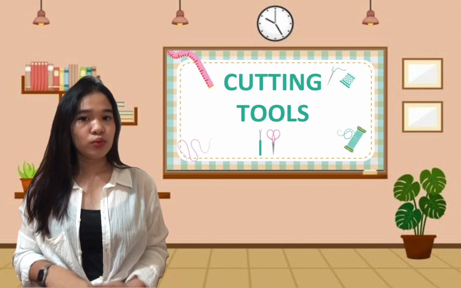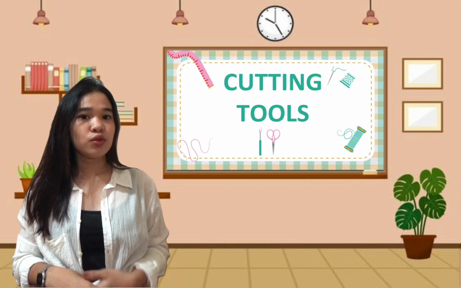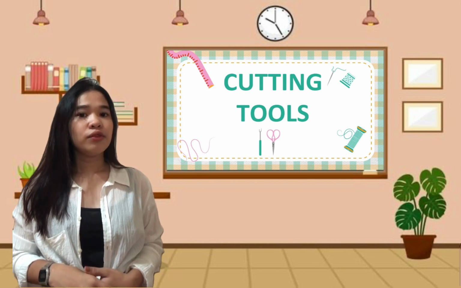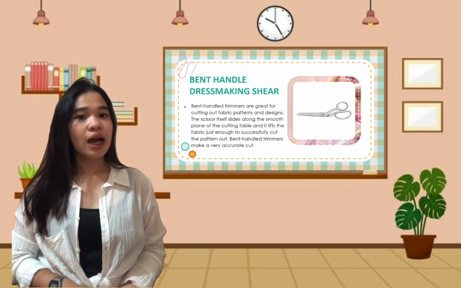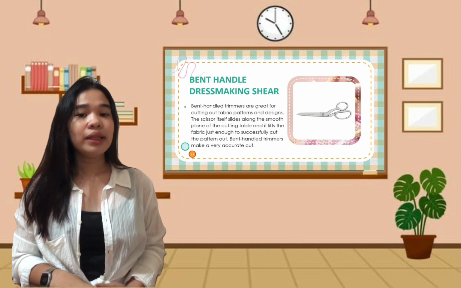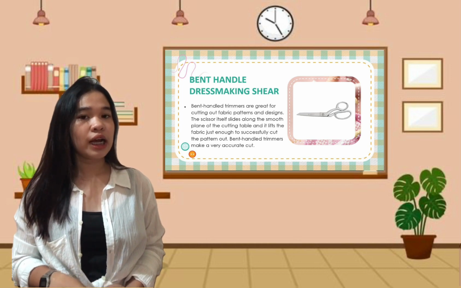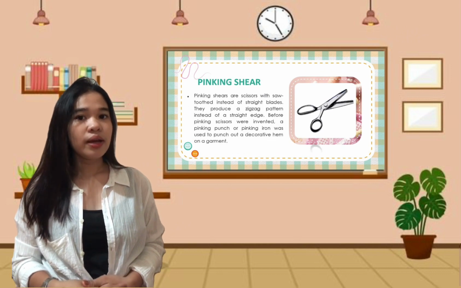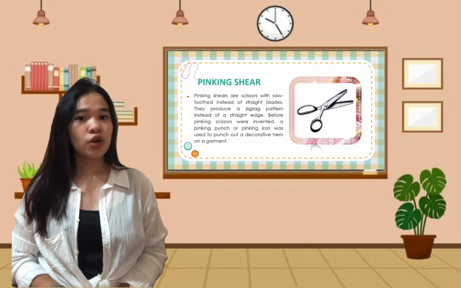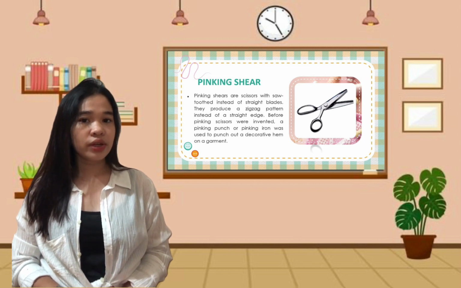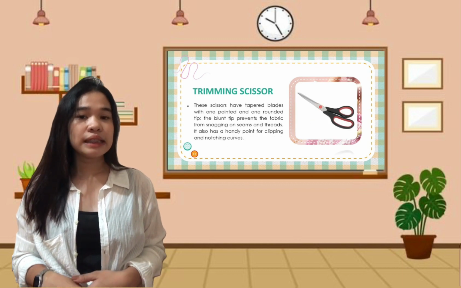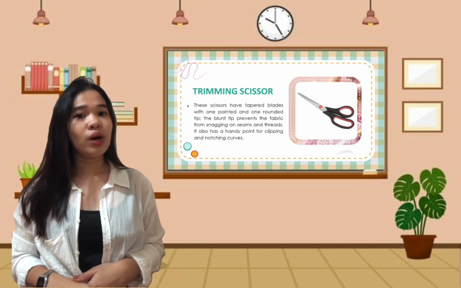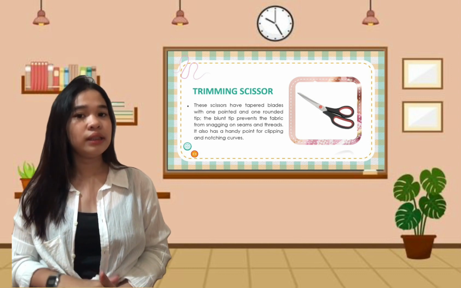What are cutting tools? Cutting tools are tools used to cut fabrics and threads, and are used for trimming. The first cutting tool is the bent-handle dressmaking shear. Bent-handle shears are great for cutting out fabric patterns and designs. Pinking shears. Pinking shears are scissors with sawtooth instead of straight blades. Trimming scissors. These scissors have tapered blades with one pointed and one rounded tip.